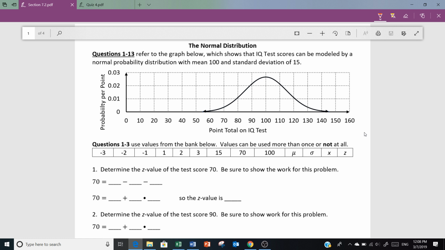Okay. So the z-value is the number of standard deviations away from the mean. So you take the mean, 100, and you subtract the standard deviation 2 times.